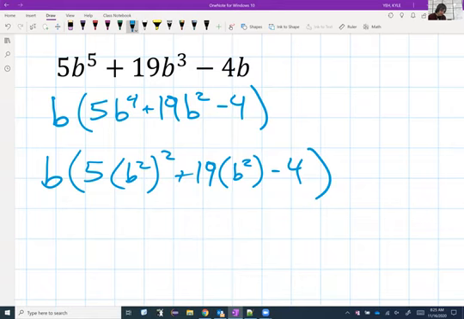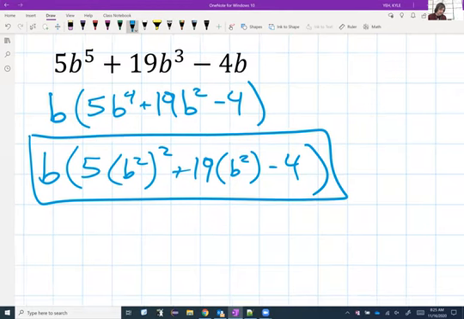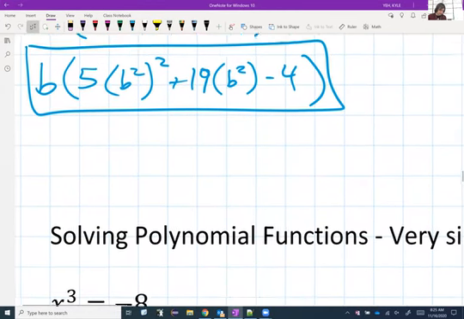And so why this is still considered quadratic form is it's still something squared plus that same something to the first plus a constant. And so this does qualify as quadratic form if you're wondering, even though we didn't substitute a different variable in. In the textbook, it actually shows mainly just like this. So this is how we can now attack x to the 4th quartics, or maybe even higher, like b to the 5th in this problem, and factor them out.